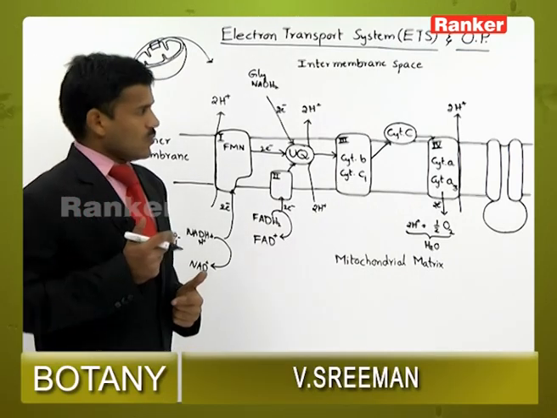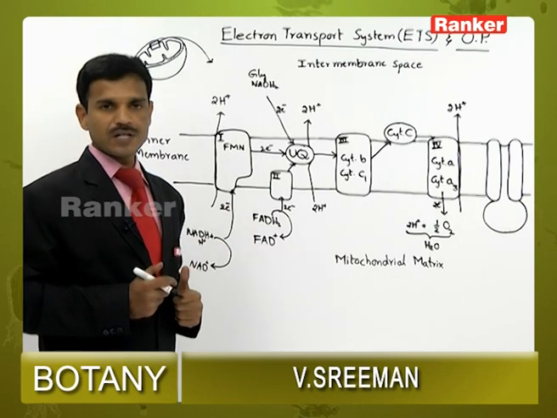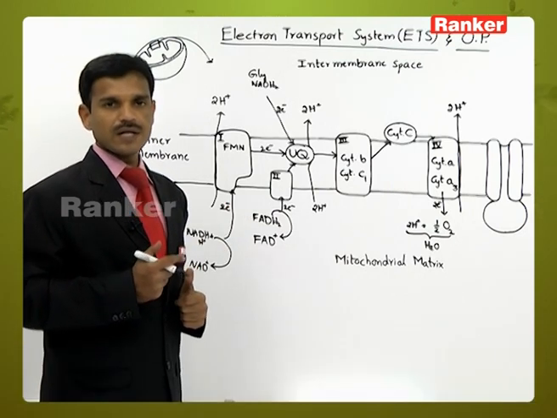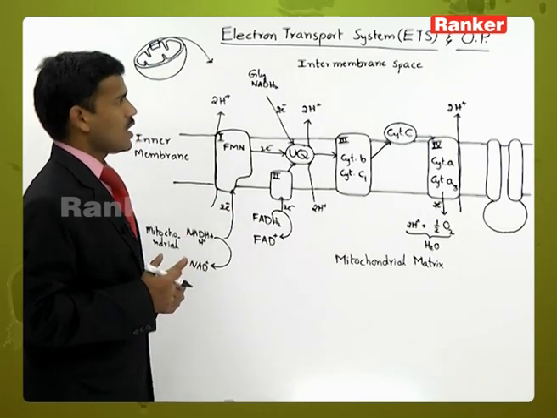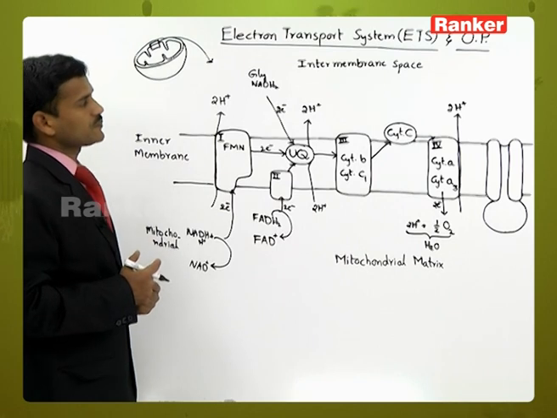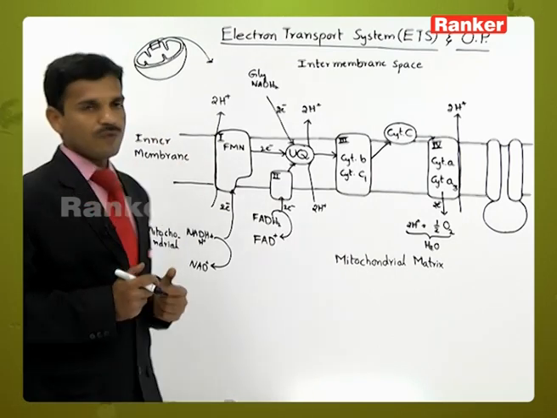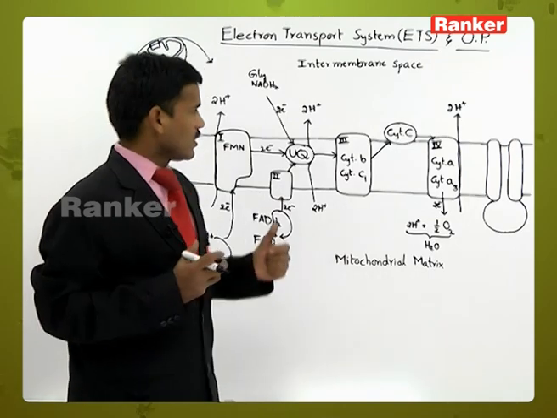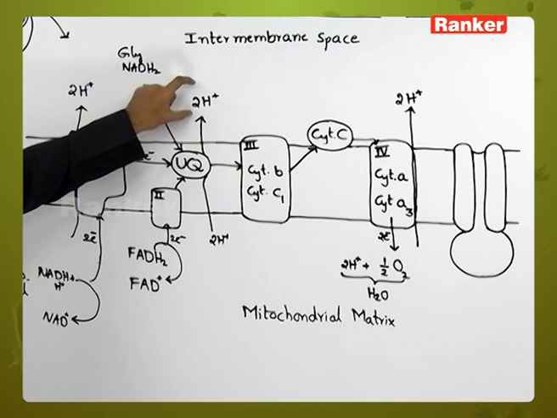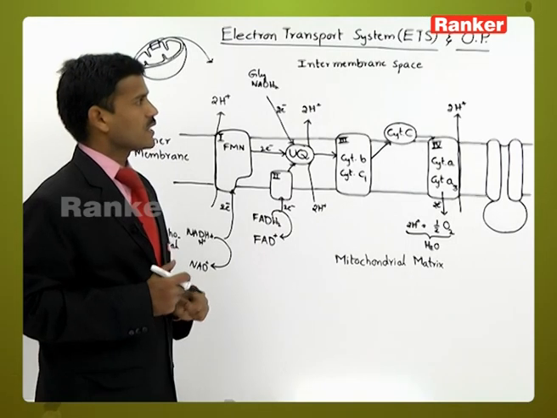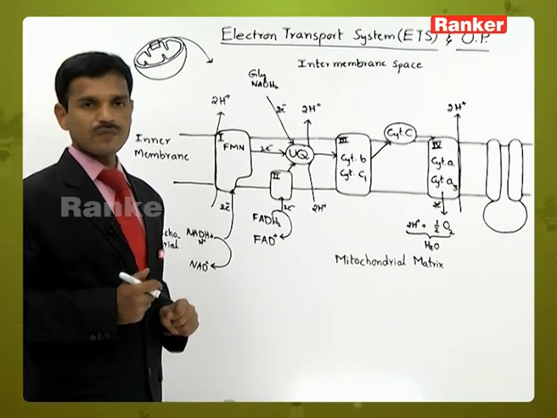Next, what about oxidative phosphorylation? Oxidative phosphorylation means the synthesis of ATP during the oxidation-reduction steps. For oxidative phosphorylation, the proton concentration matters. Based on the proton concentration, the ATP synthesis depends. So let us discuss oxidative phosphorylation.